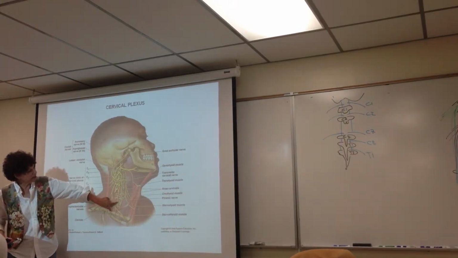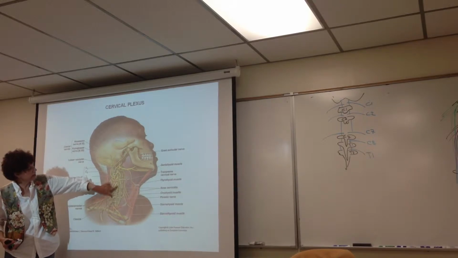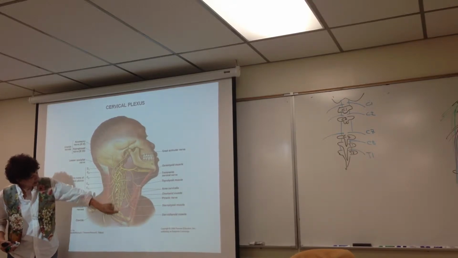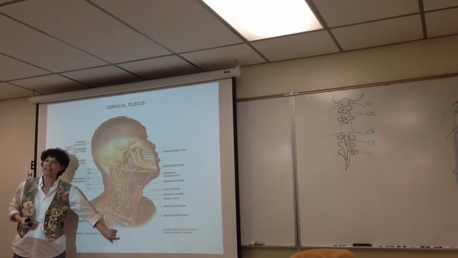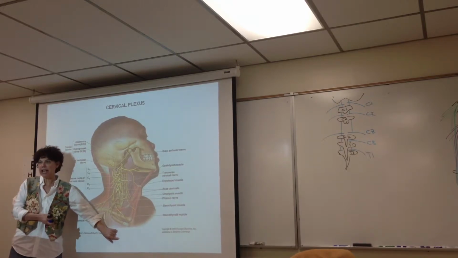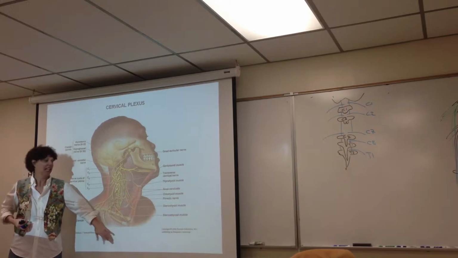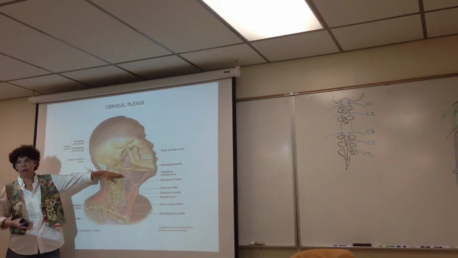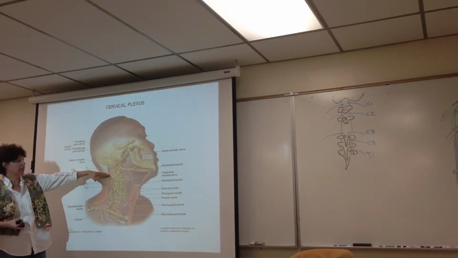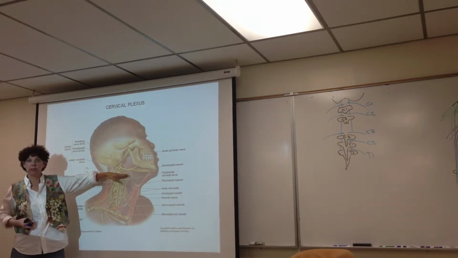And it's getting components from C5, from C4, and from C3, even though it's going all the way down to the diaphragm. So if you recognize, even though the diaphragm is way down here, if you damage the spinal cord way up here, let's say you have a transection of the spinal cord at C2, that person's not going to be able to breathe on their own.